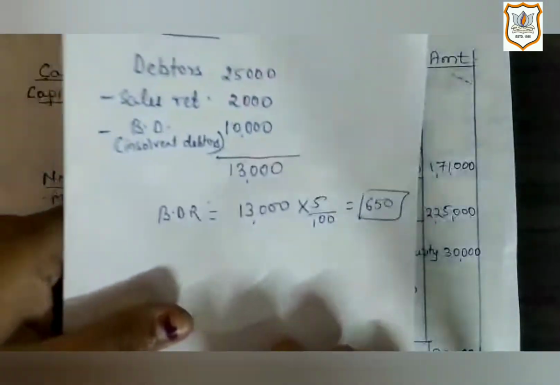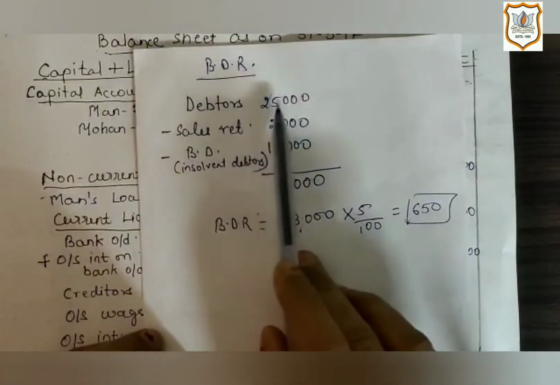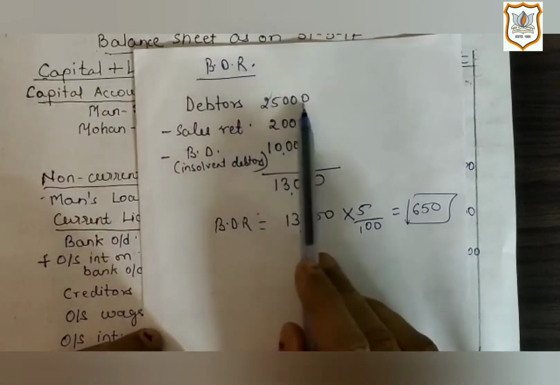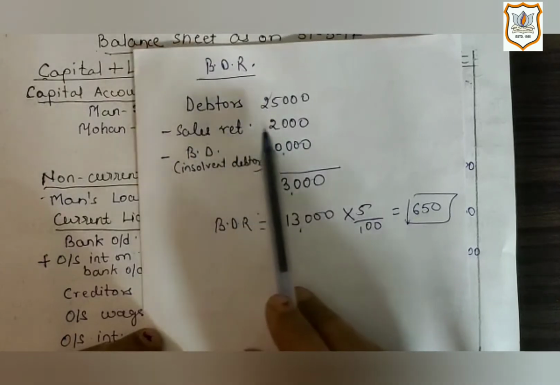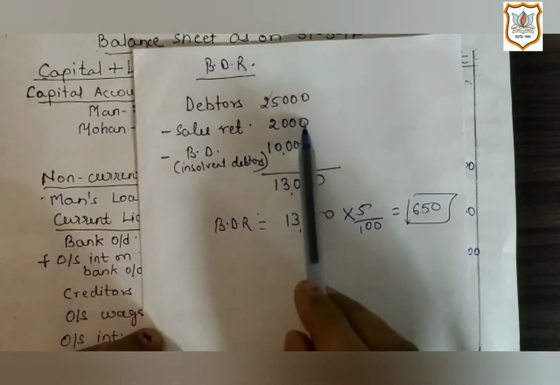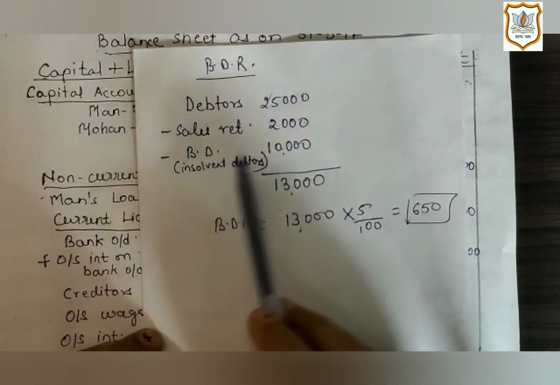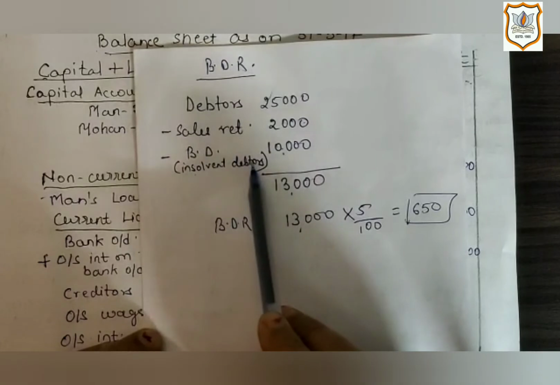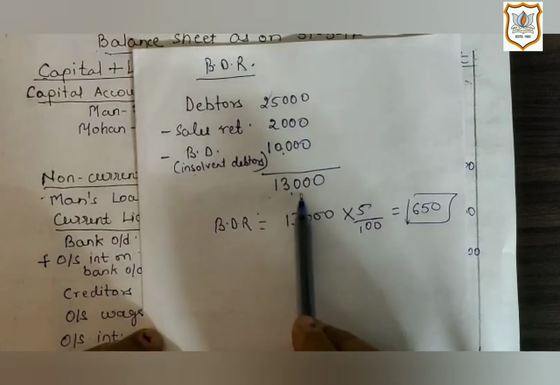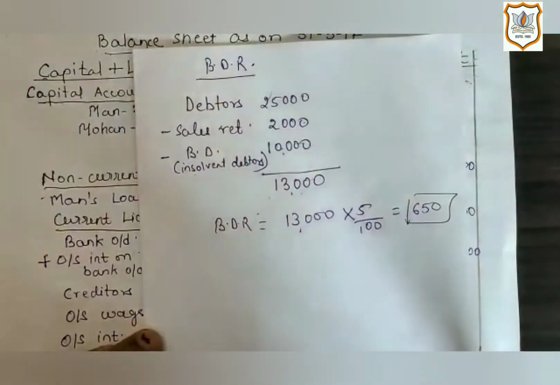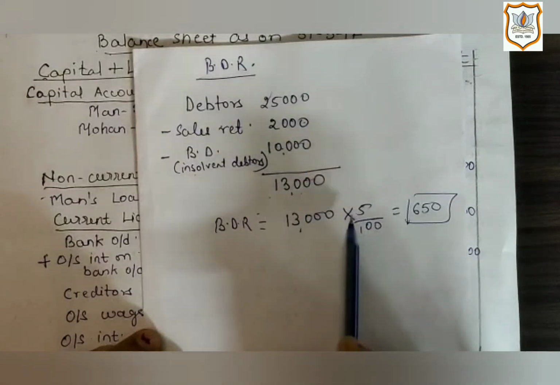Now let's see calculation for bad debt reserve. Here, out of total debtors, that means out of 25,000, first we deducted 2,000 sales return, which was given in adjustment number 5. Then we deducted 10,000, which was insolvent debtors. By deducting these two, we will get 13,000. So on 13,000, 5% bad debt reserve will be calculated.